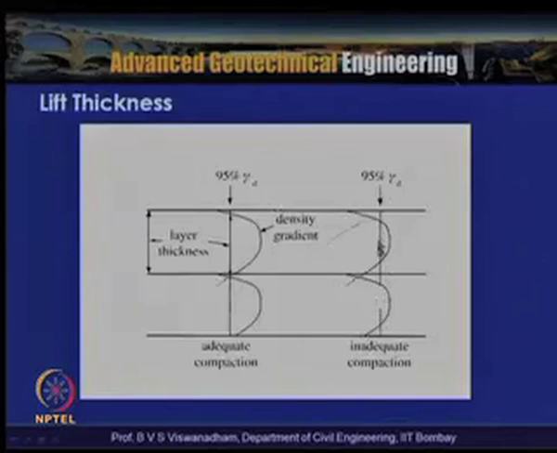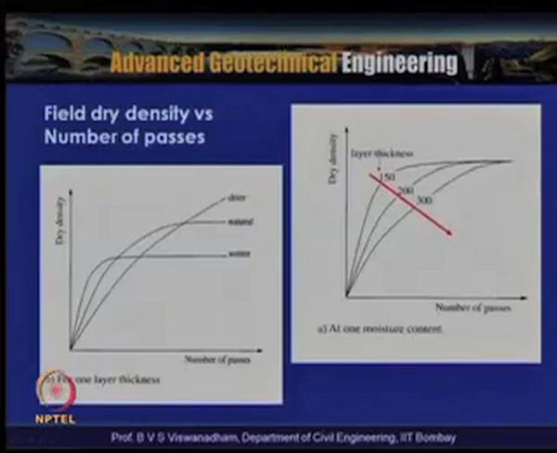If 95% compaction is required, then this particular zone shows that the lift thickness is such that it has inadequate compaction. But if you have a lift thickness such that 95% compaction is achieved, then this is preferred. This is with adequate compaction and this is with inadequate compaction. In this particular slide, field dry density versus number of passes is shown. If you have a wetter soil, the number of passes will not help, because, as I said, the pore water pressure increases and will not allow the soil to compact.